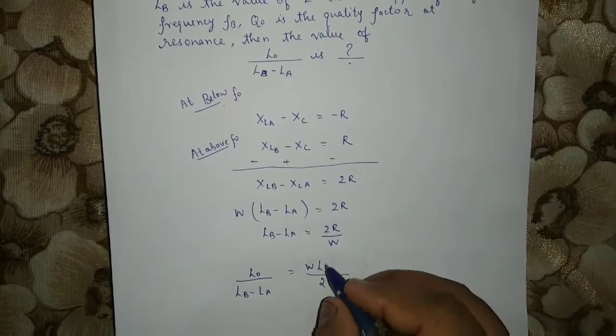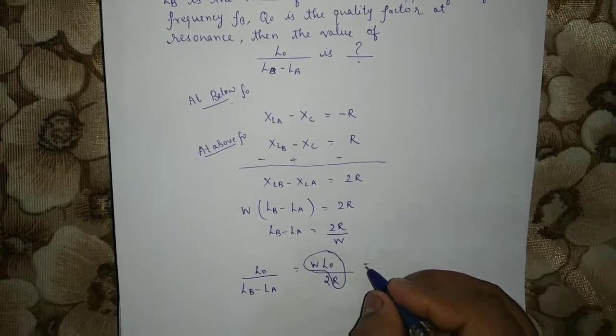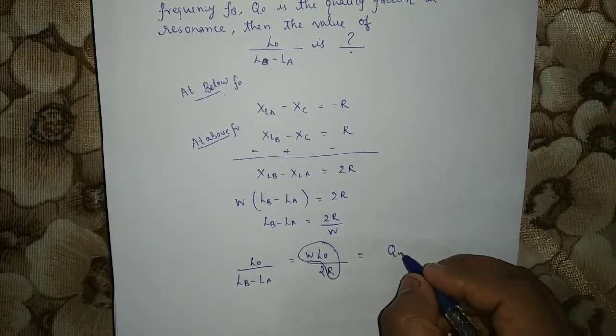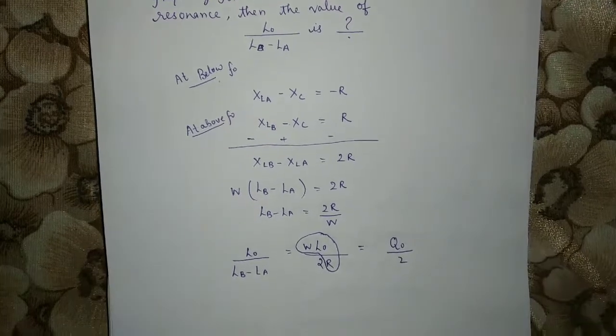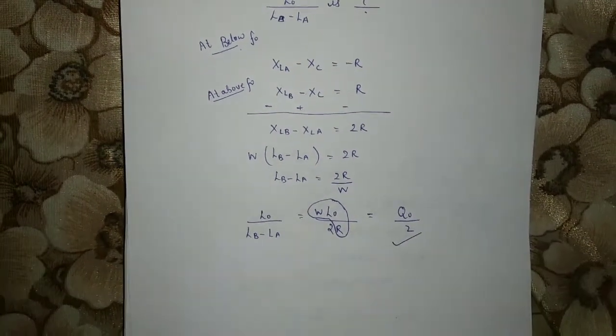Omega will go up. So this value, omega L0 by R, what is it? Quality factor Q0 by 2. So the value is Q0 by 2. So answer is Q0 by 2. Thank you.